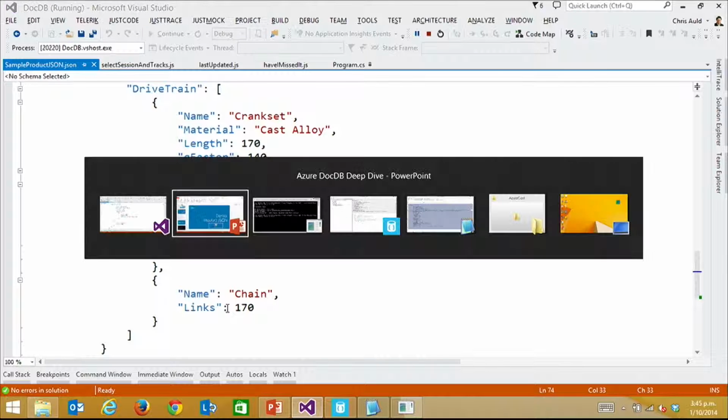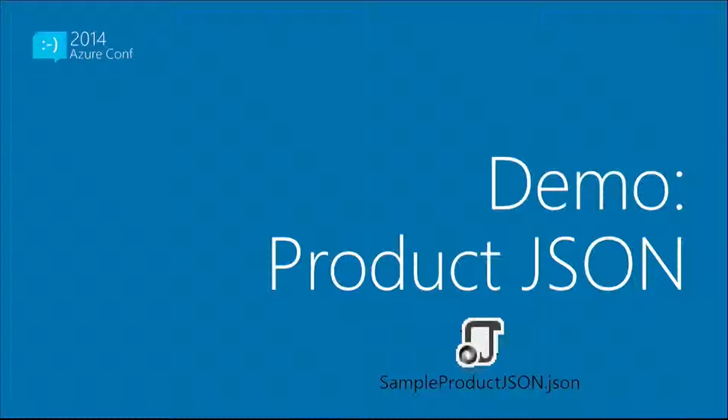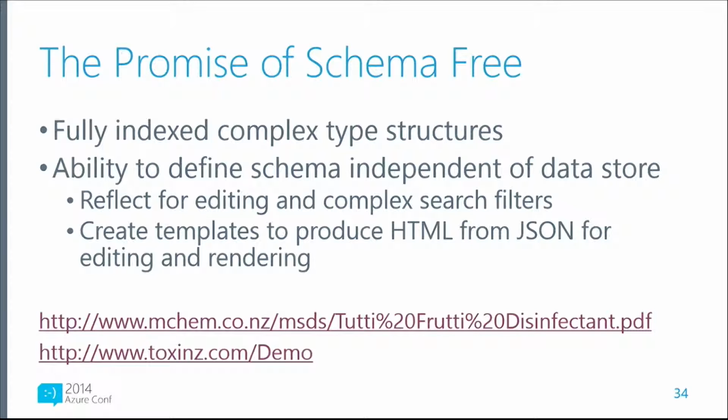And so that's really the power of being schema-free. It allows us to fully index those complex type structures. And it means that we can then define our schema independent of the data store itself. We can then use that schema that we've decided to use to model our data. We can use that to drive things like dynamically building filter forms, dynamically building editing forms, and creating templates to take the JSON that comes out of our data store and render it into HTML.